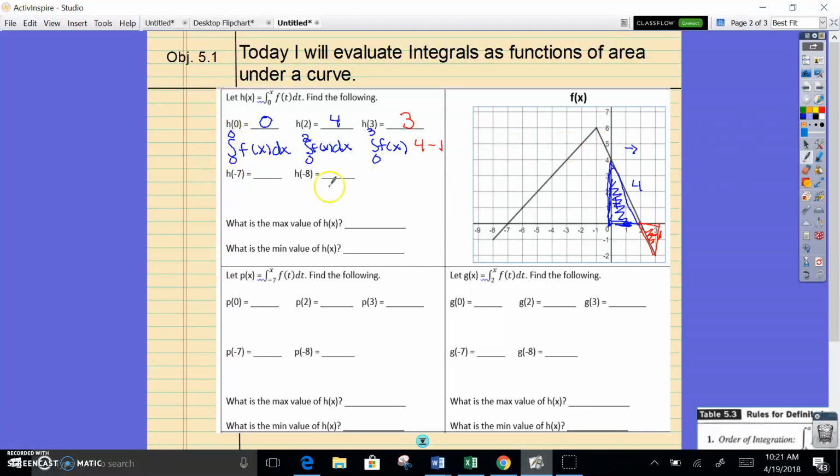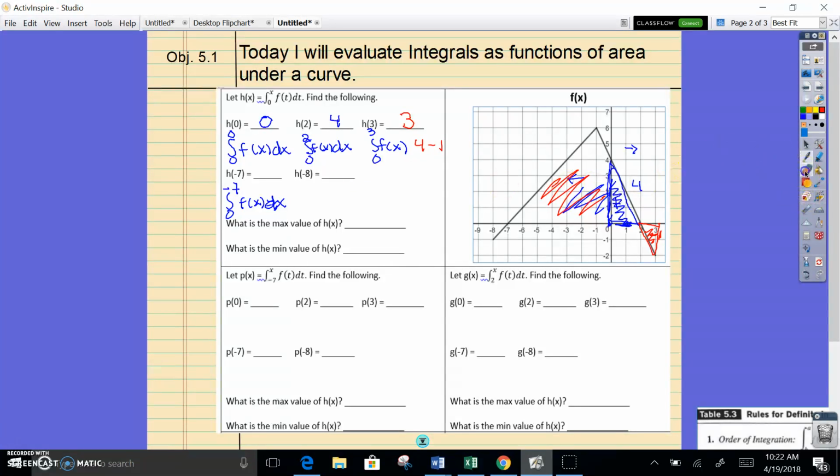We're going to now go to negative 7, starting at 0. So again, from 0 to negative 7 of f of x dx. We're going to start from 0 and go to negative 7. That area is located above the x-axis, but it is moving to the left. So it's got one negative factor here, which means this whole area is going to be negative. Whoops, let me use a red for that. And so I just need to compute the area and then make sure that it is going to be negative.